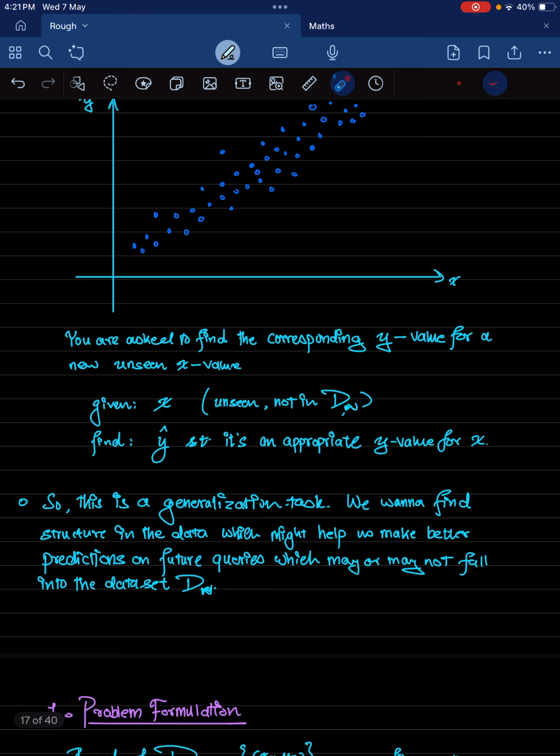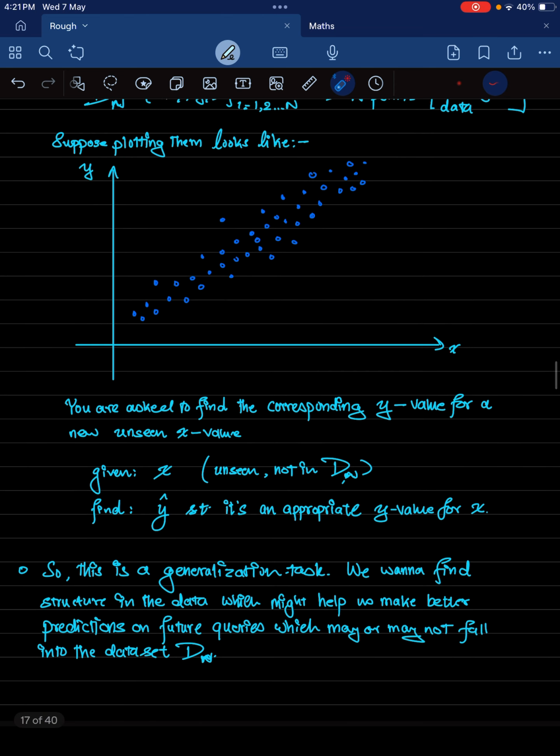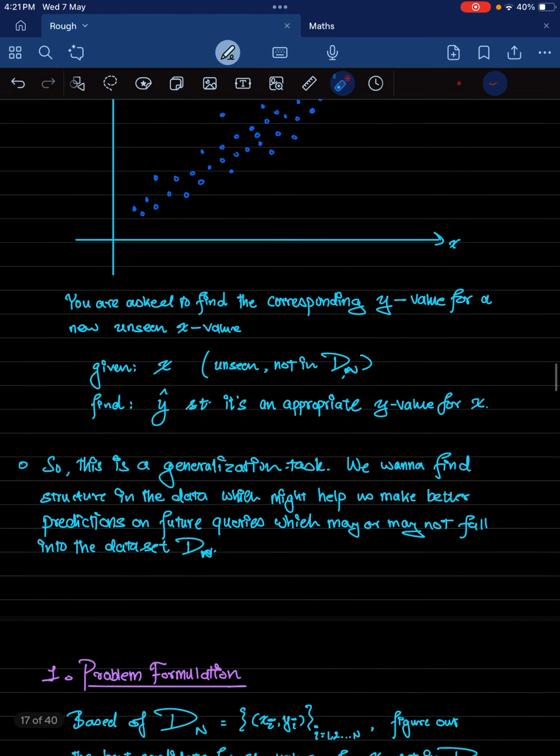So before that, I just want to say that this is a generalization task, because what we are doing is finding some sort of structure in the data. We're finding some sort of structure in this, and given some new value x, we want to find the corresponding y value wherever it may be.